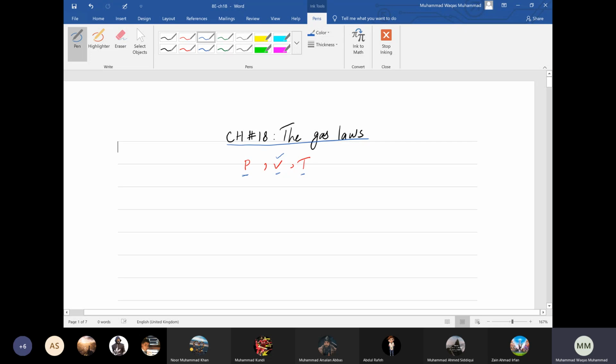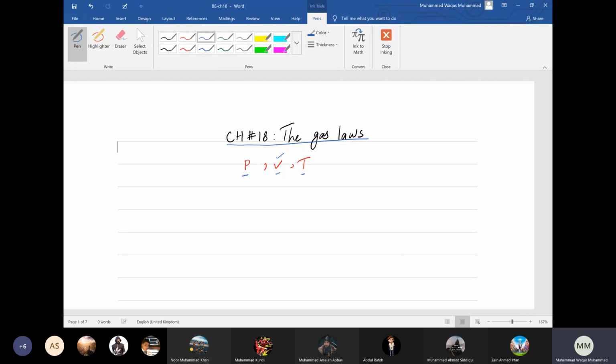Next, the temperature. We also studied about temperature in a previous chapter. We defined temperature. Can anyone tell me what is temperature? We did that just in the previous chapter. Temperature.